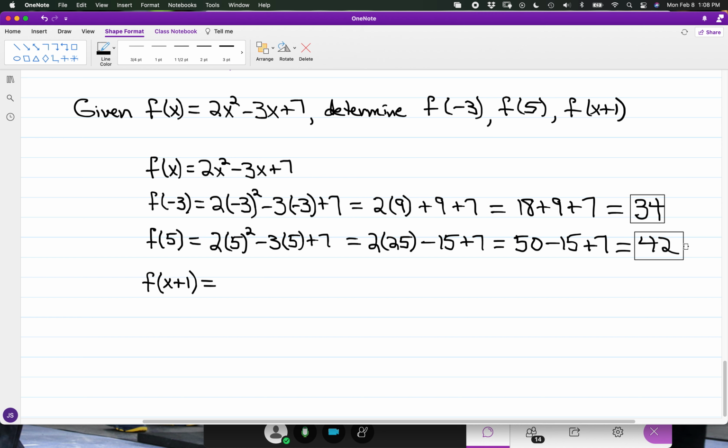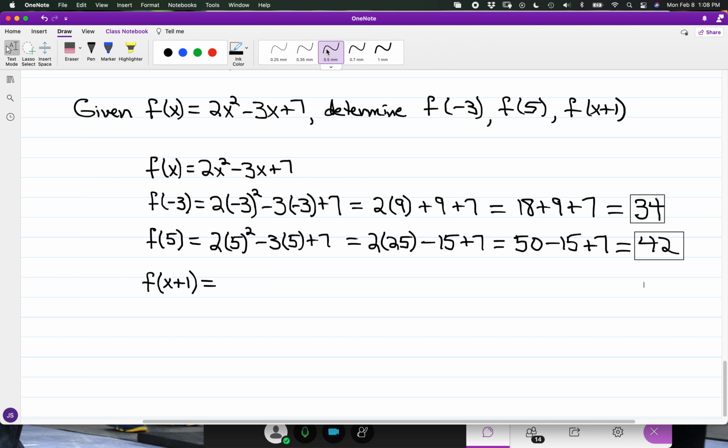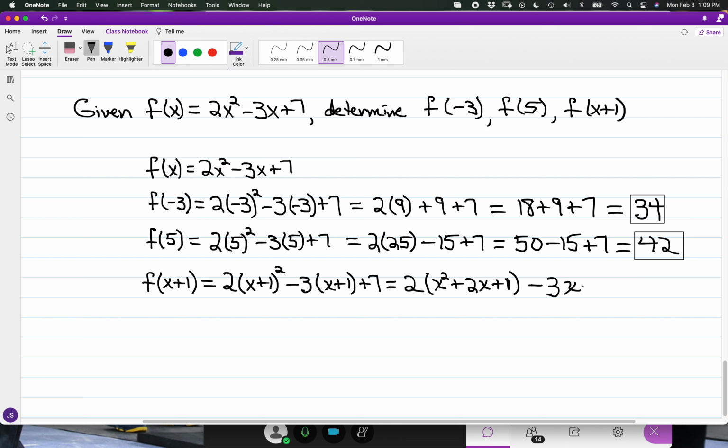And for what we have in the case of f of x plus 1, for 2x squared, we have this time 2 times the square of x plus 1. And I have minus 3 times all of x plus 1. And we have followed by the addition of 7. And we have in the follow through, for the square of x plus 1, this will be x squared plus 2x plus 1, and for negative 3 over the quantity of x plus 1, I can remove the parentheses at this particular stage. So we have negative 3x minus 3 followed by the addition of 7.